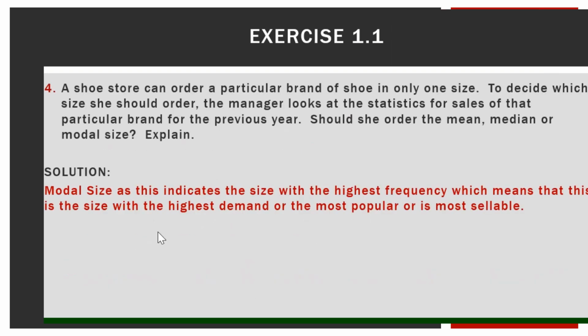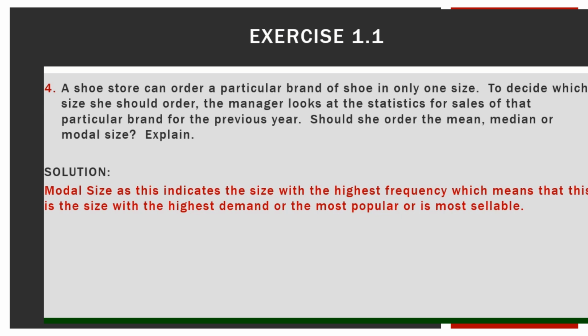Okay, question 4. A store can only order a particular brand of shoe in one size. To decide which size to order, the manager looks at the statistics for sales of that brand for the previous year. Should she order the mean, median, or modal size? So you always order the one that is sold the most, which is the mode. Modal is mode. So you order the one that has the highest frequency.